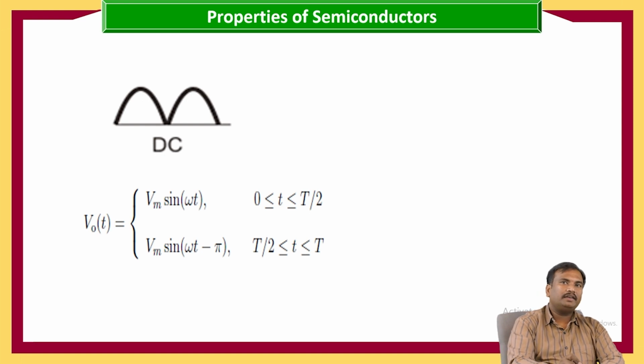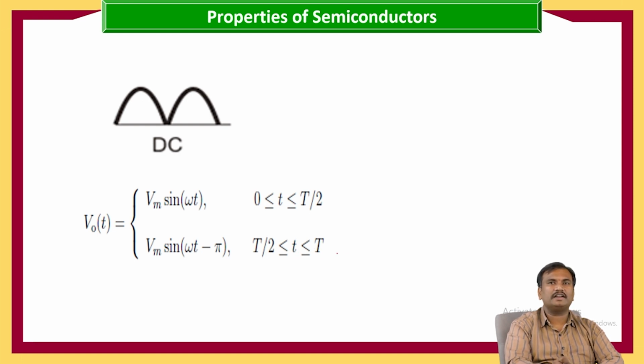Here we can write the equation like this. V naught of t is equal to Vm sin omega t, where 0 is less than or equal to omega t is less than or equal to pi, which is equal to Vm sin (omega t minus pi), where pi is less than or equal to omega t is less than or equal to 2 pi.